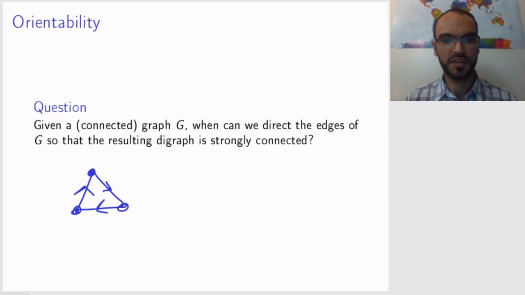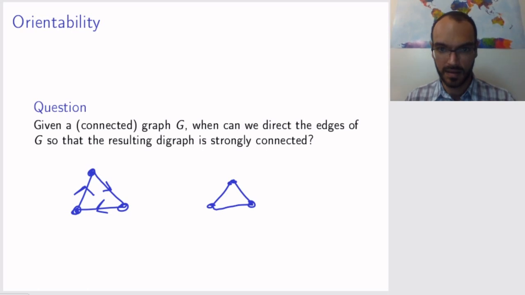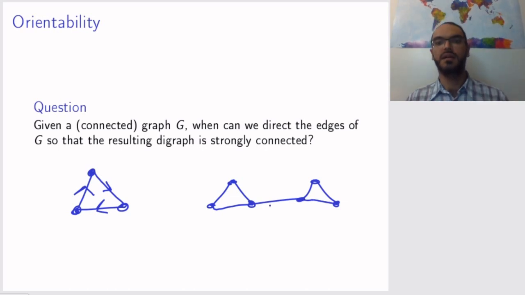but assume that we had another graph, like this graph. So I have a cycle here and a cycle here. Now, will I be able to put arrows in a way that will make the digraph I get strongly connected? No, because look at this bridge.